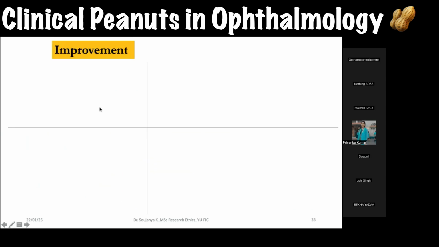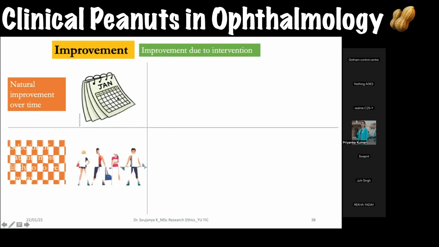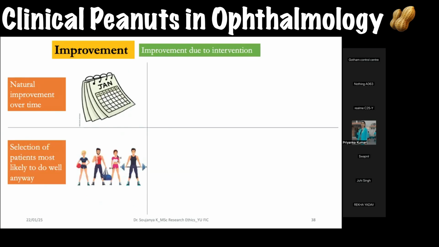So, what are the reasons for the improvement? The improvement could have happened because of the intervention itself, or it could be any of these. There could be a natural improvement over time. Or maybe you would have selected people who are going to improve, like those who are younger or, say, more active physically. You sort of unconsciously select a certain group of people. There is some sort of selection bias here. That is why they improve.